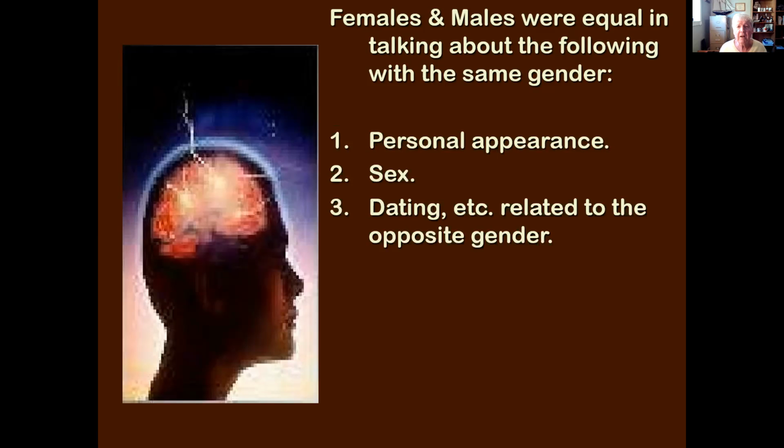Okay, so in other words, men talked to men about personal appearance, women talked to women about personal appearance, both talked about sex with their own gender, and both talked about dating or things related to the opposite gender. So if you're dealing with couples or you're dealing with young adults who are not married, understand what they're talking about with their friends of the same gender. All that impacts the words that you choose to use when speaking.